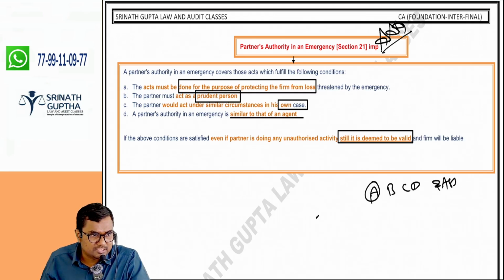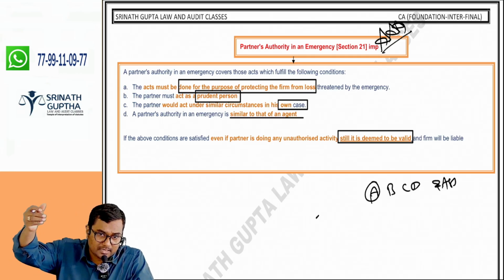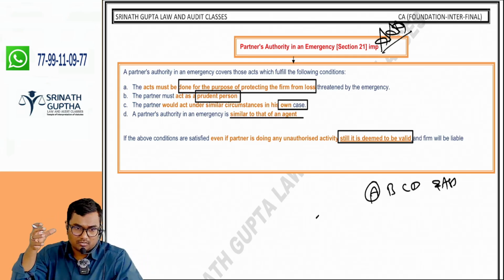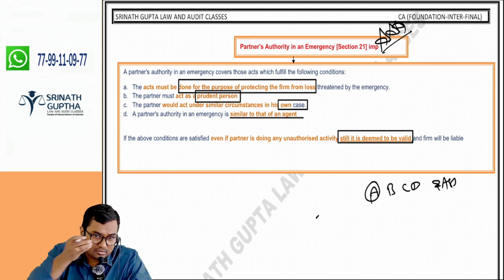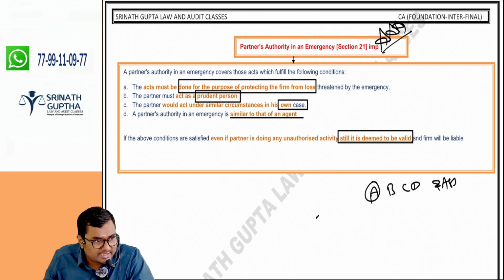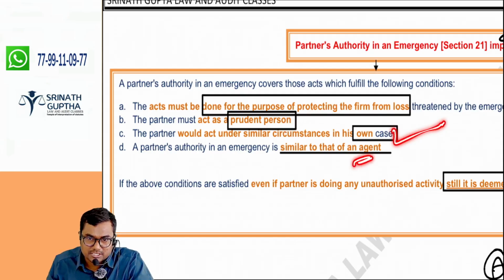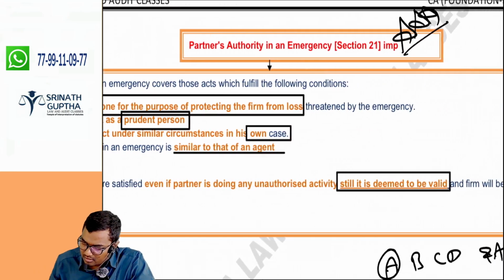There was a fire accident in the shop one fine day. Without the consent of the other partners, I was spending the money, saving the property, going into the warehouse, bringing the stock out, and then giving the discount to the customer to sell the affected stock. Can I give the discount generally? No, but here I am giving a discount. Valid or invalid? I am doing an unauthorized activity for the purpose of protecting the firm from loss, as a prudent, genuine person, as if it were his own case. I become the agent. Even though it is an unauthorized activity, still it will be valid and the firm will be liable.